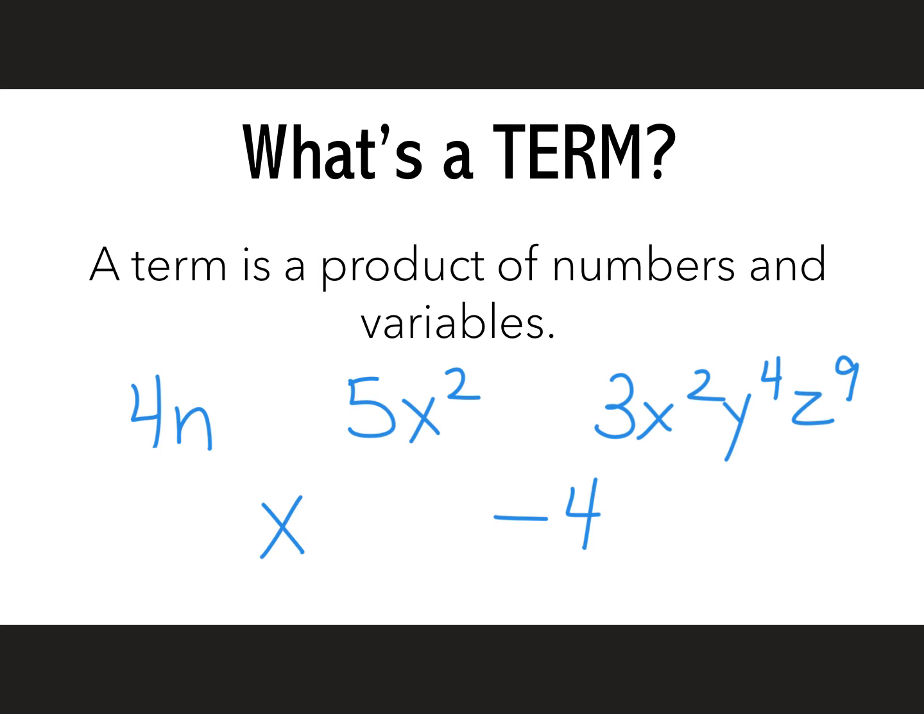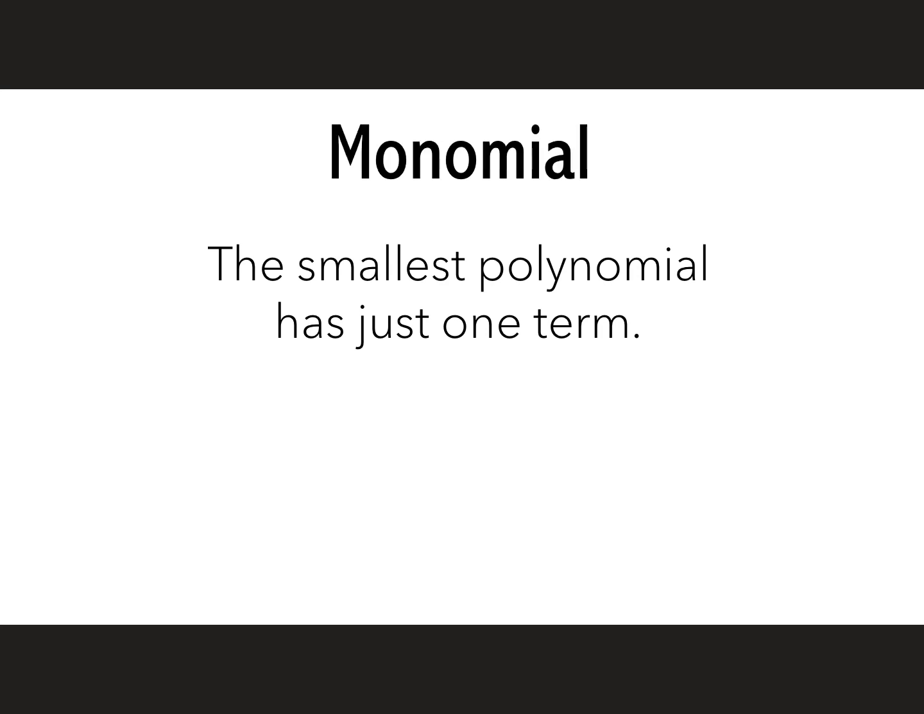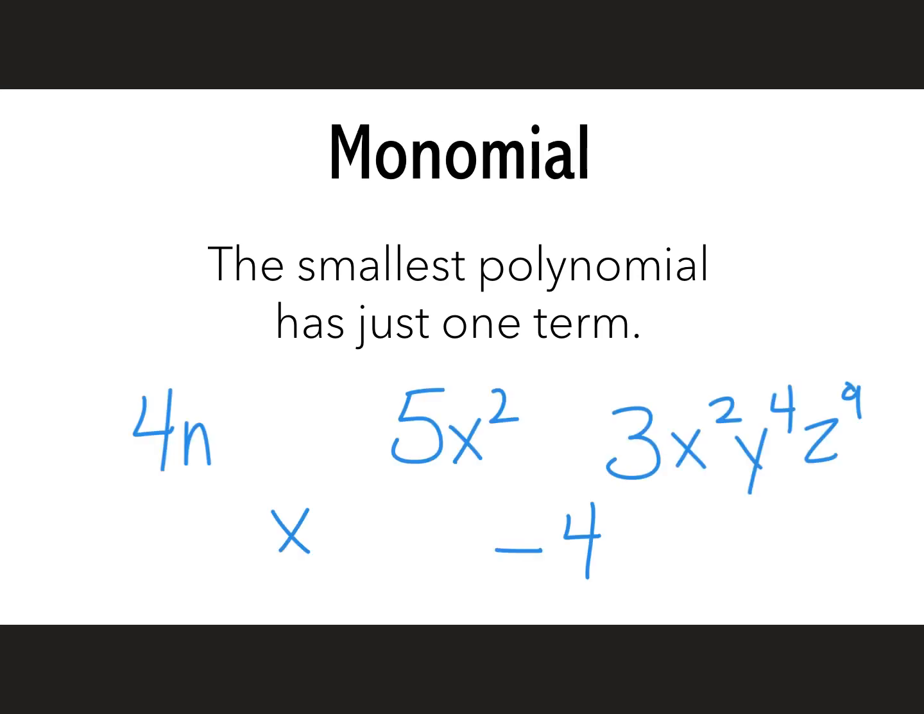Well, what about the negative 4? It doesn't have a variable. Yes, it does. We'll use x to the power of 0. What is x to the power of 0? 1. And what's negative 4 times 1? Negative 4. So that's why we don't show it there. The smallest polynomial just has one term. It's called a monomial. So all the terms I showed you before are called monomials.